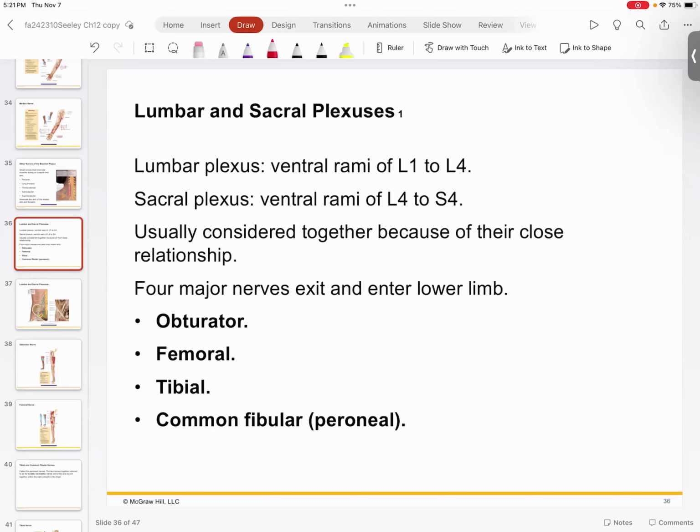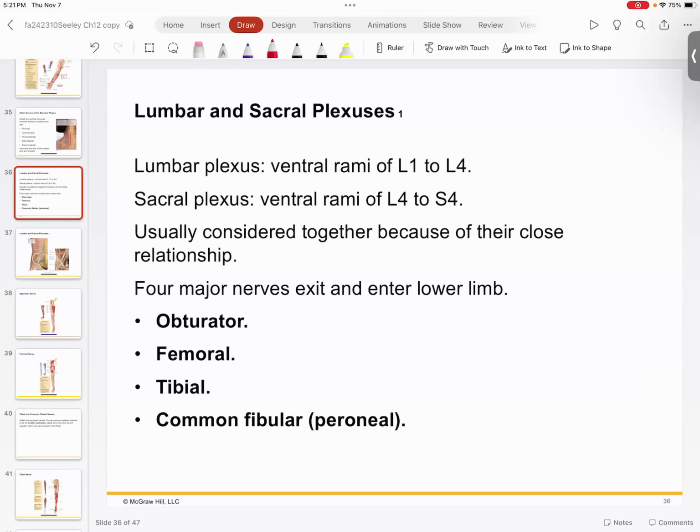Then as we start to move further down, we can take a look at the lumbar plexus. So the lumbar plexus basically is going to be associated with the ventral rami of L1 to L4, and the sacral is L4 to S4. Usually we kind of lump these together because the lumbar and the sacral oftentimes tend to work together in terms of their nerves.